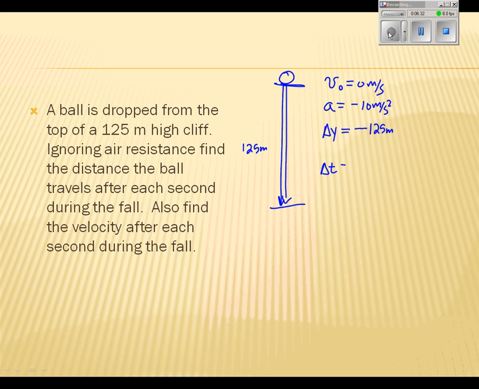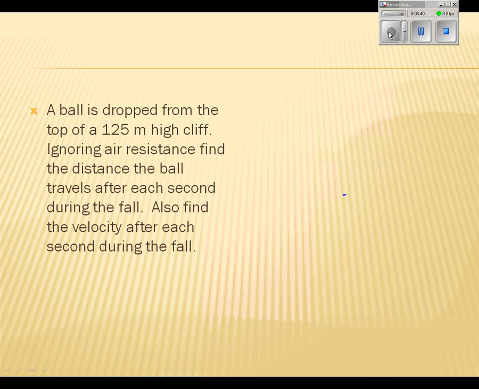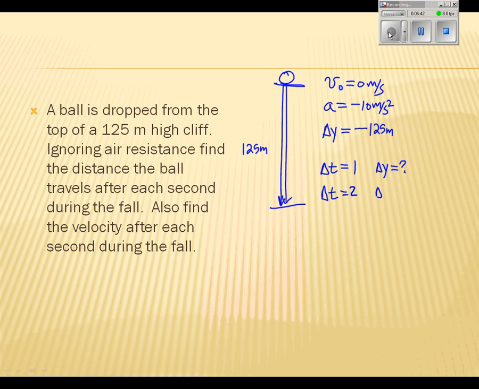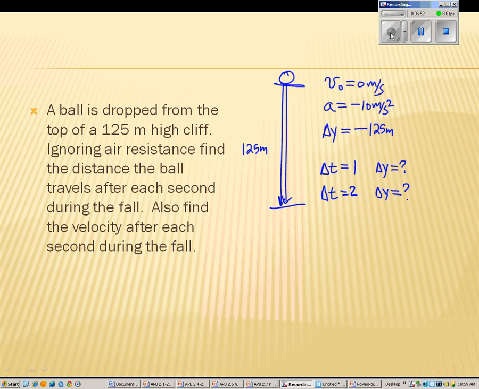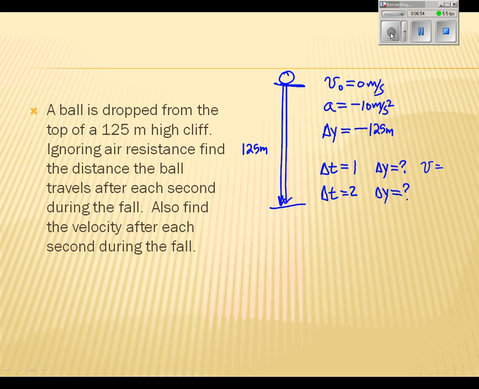So at time t equals 1 second, we want to know what delta y equals. At time t equals 2 seconds, what does delta y equal, etc. So we want to do it until it hits the 125 meter point. We also want to find the velocity at the end of each one of these seconds. We want to know the velocity after 1 second. We also want to know the velocity after 2 seconds. So I want you to pause the video and come up with those answers for this particular situation.